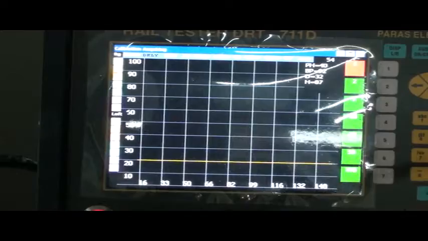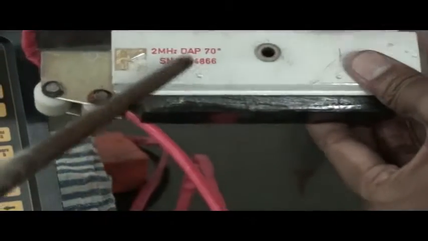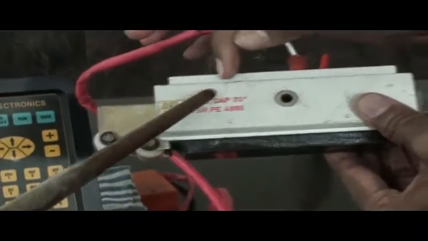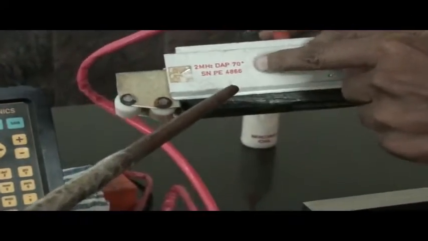In this video we will see the calibration for the 70 degree. This is a 70 degree 2 megahertz probe, in which one is forward and one is backward. We will use this probe for the calibration.